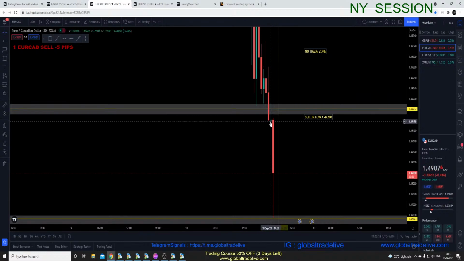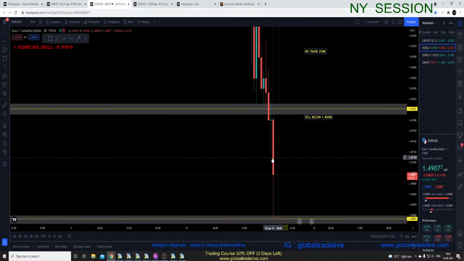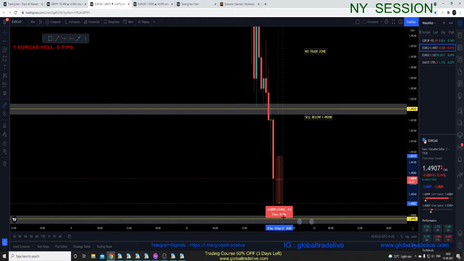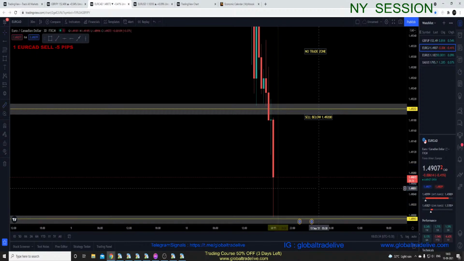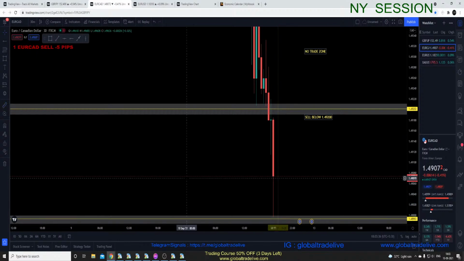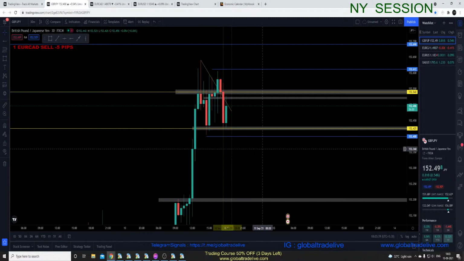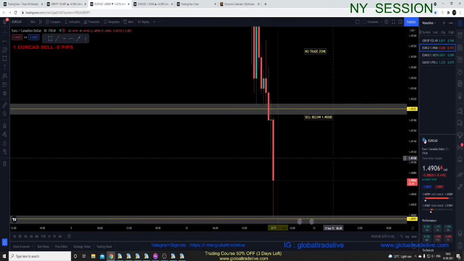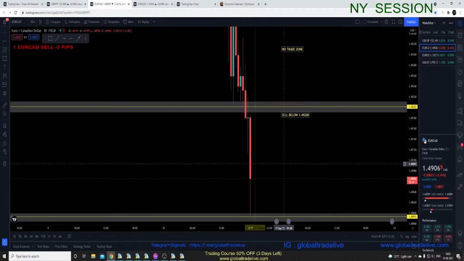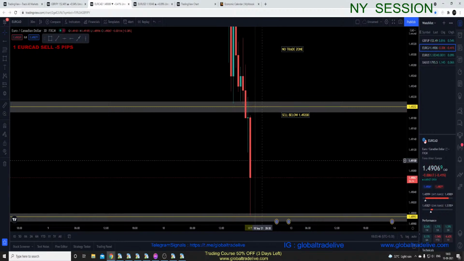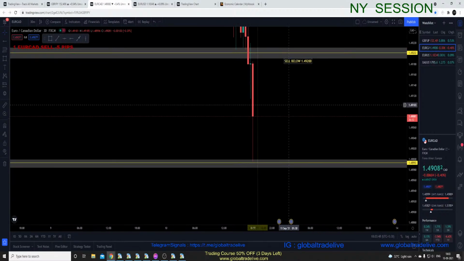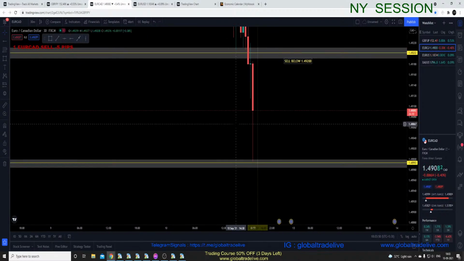If the first entry was really early, then there cannot be a second entry here, because it just moved really fast, I think. Anyways, no issues. Gonna take another trade if I get a chance, but I don't think that I will be getting a chance in EuroCAD today.